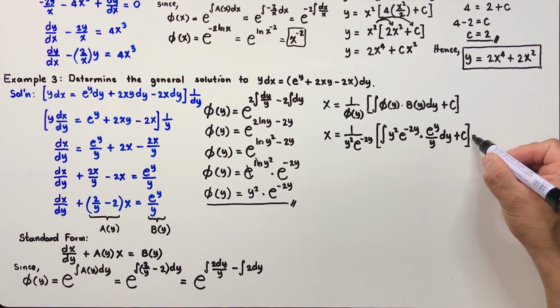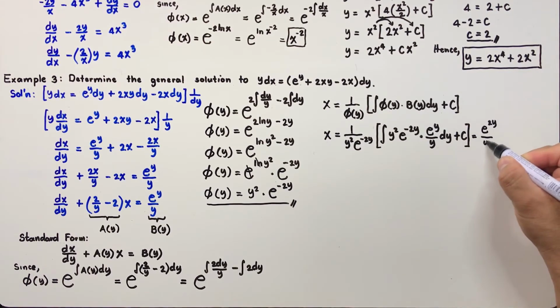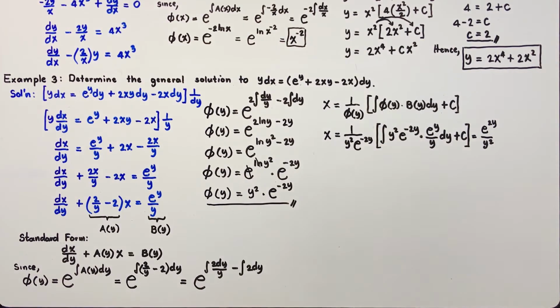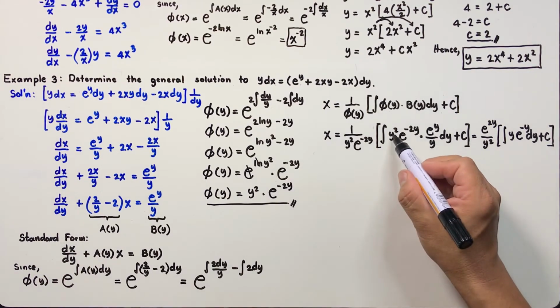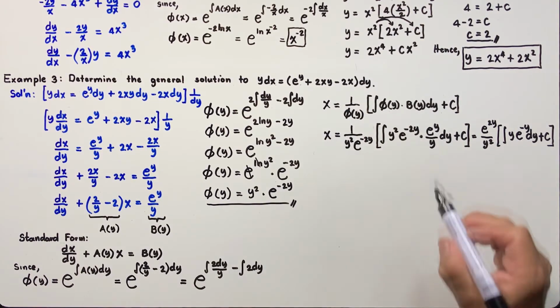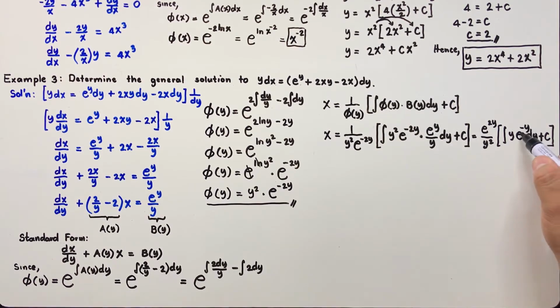And this is equal to e to the power 2y over y squared, because we move this factor to the numerator to make the exponent positive. And this is multiplied by the integral of y times e to the power negative y dy plus the constant of integration c, because one of the y in this y squared will be cancelled by this y in the denominator, and adding the exponents here, y and negative 2y, we have negative y.